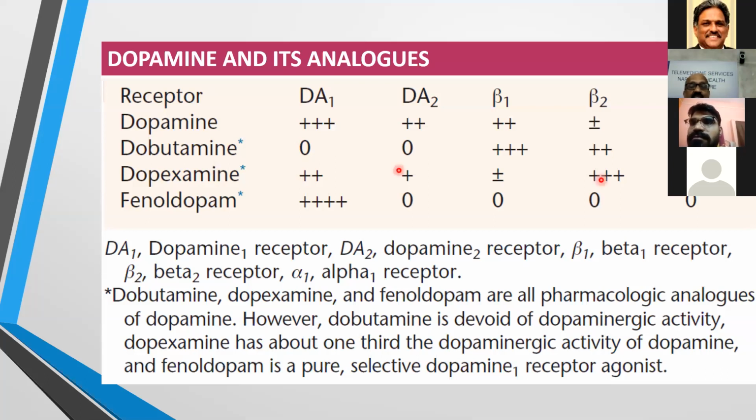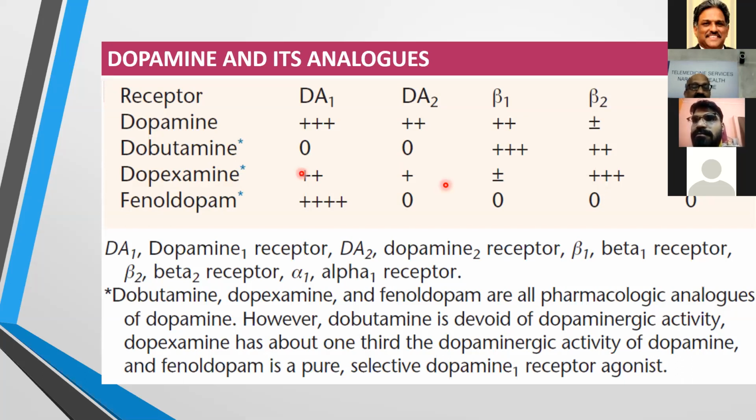It is similar to isoprenaline when it comes to the effect of dopexamine on the heart rate, but the difference between isoprenaline and dopexamine is that isoprenaline does not have dopaminergic receptor stimulation, whereas dopexamine has both beta 2 adrenergic receptor stimulation and dopaminergic receptor stimulation.